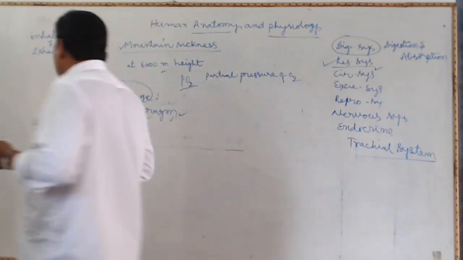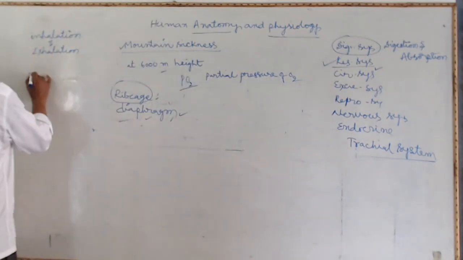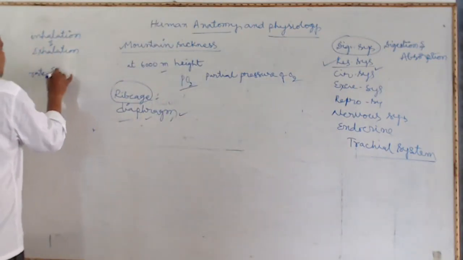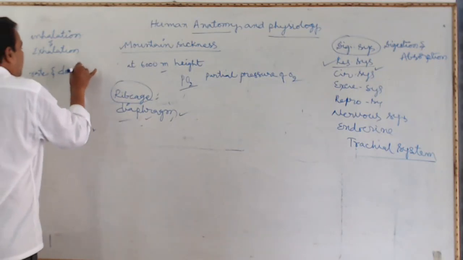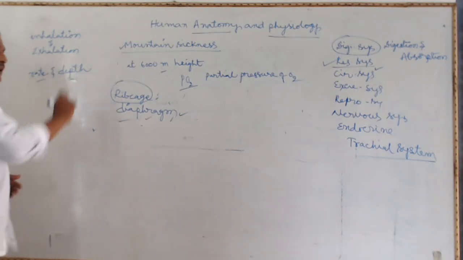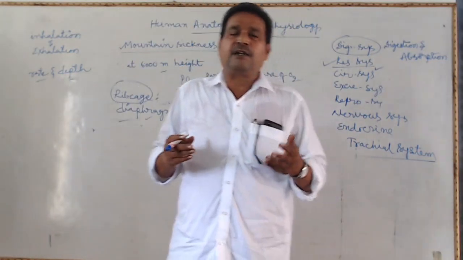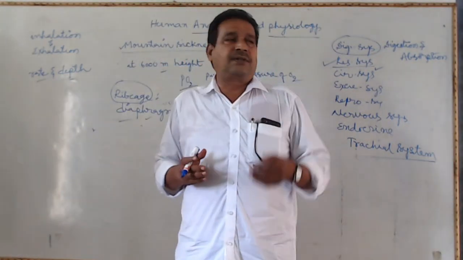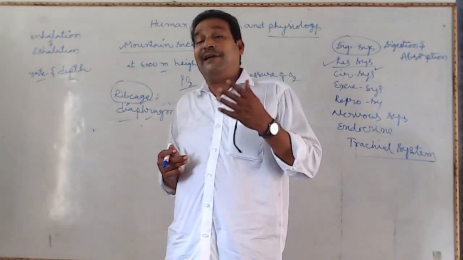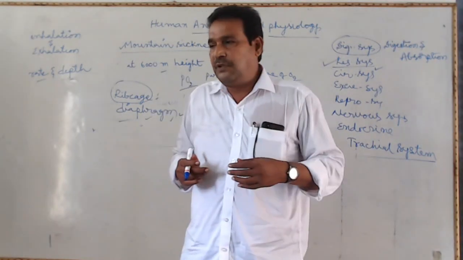And the rate and depth of respiration are under the control of the pons, ventrally of the brainstem.